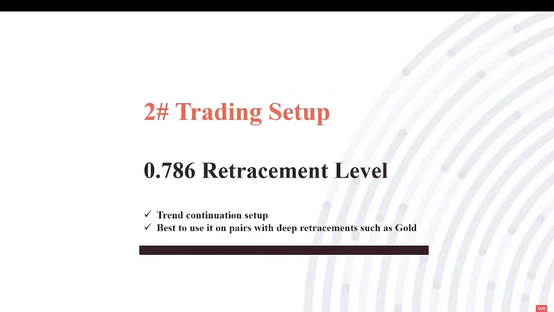Now, let's move on to the next price action setup, which happens to be very simple but so powerful. This setup is based on the 786 Fibonacci retracement level, and it is best to use it on pairs with deep retracements, such as gold. This trading strategy is also a trend continuation setup, so use it when you can clearly identify the trend.